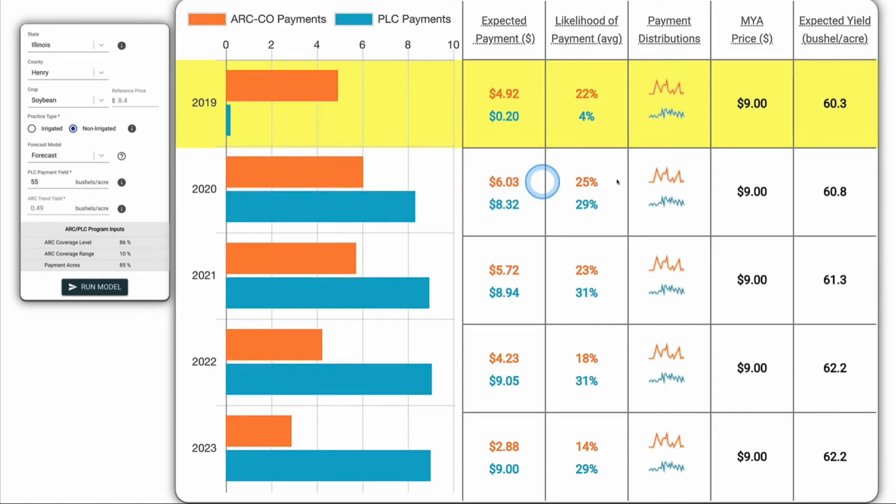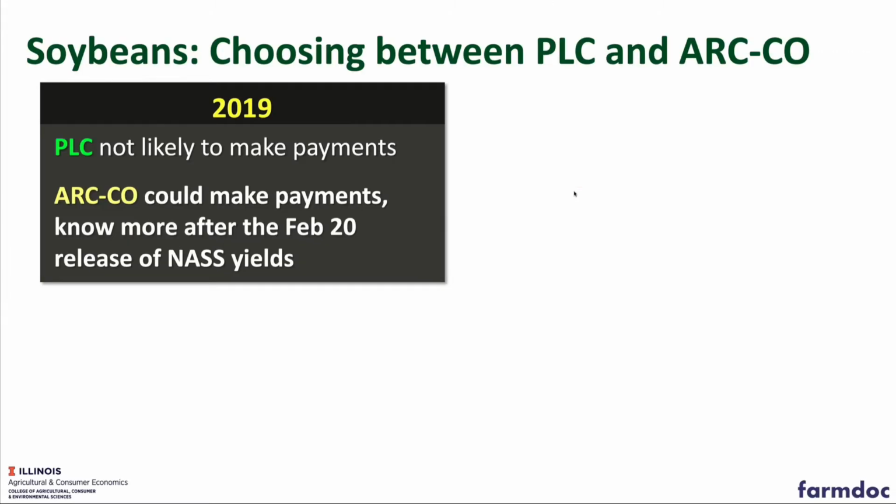And next year, we're about half, 50 or 25% on both of those. So make your choice. Roll the dice. And PLC, not likely to make payments, could make payments, and we'll know more about the counties where that's likely on February 20th.